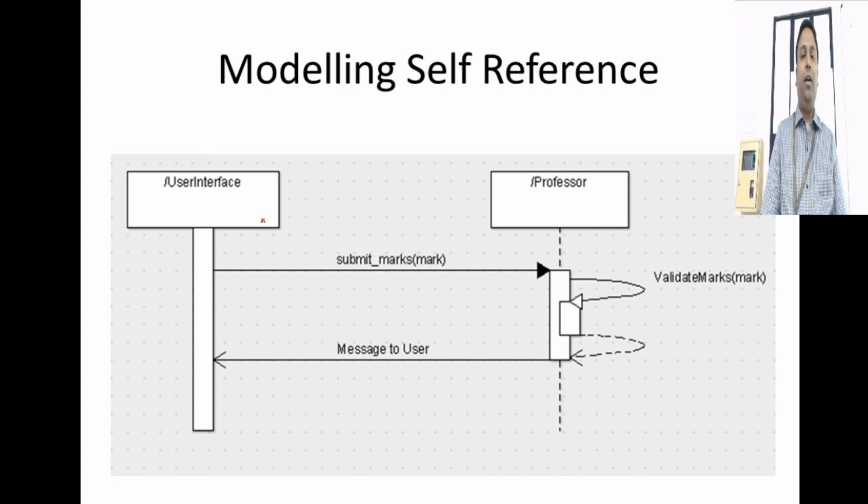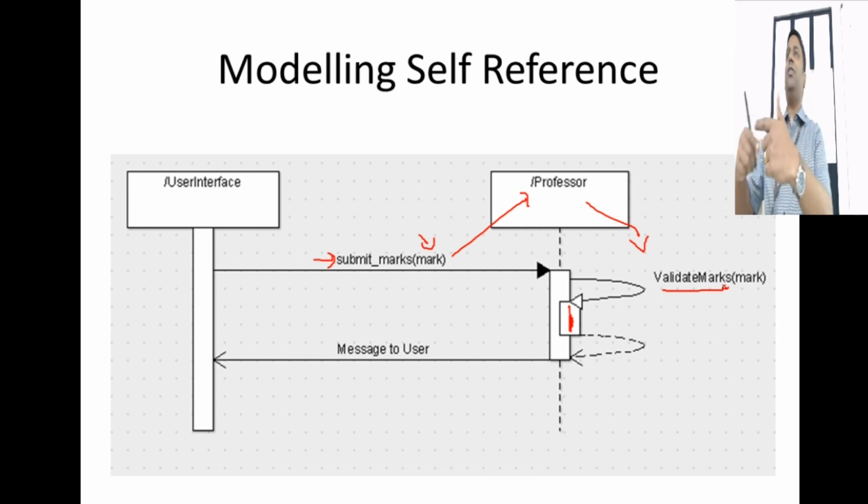So such method calls, how will you model? You see here, from the user interface, submit marks is invoked, mark is passed. This is actually in the professor object. And this one calls validate marks, which is actually returning to the same object. So this activity represents the activity for validate marks. It's validating whether it's less than 0, greater than 100. Once that validation happens, it returns back true or false to the same object. And after that it returns, so we just submit the marks to the database and display a message back to the user.